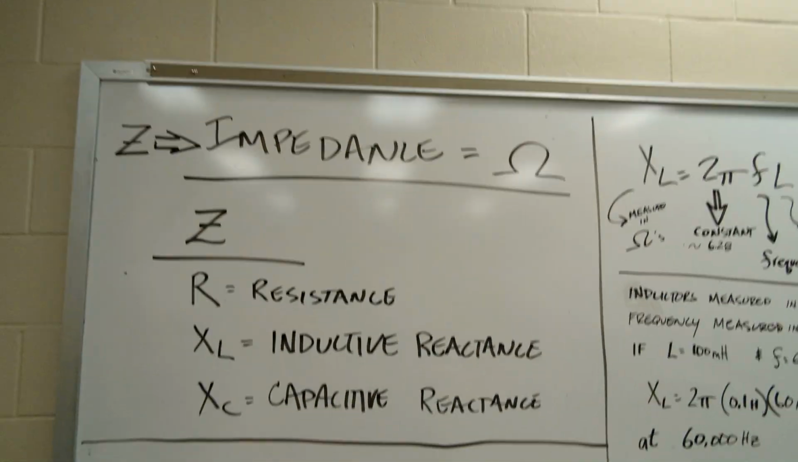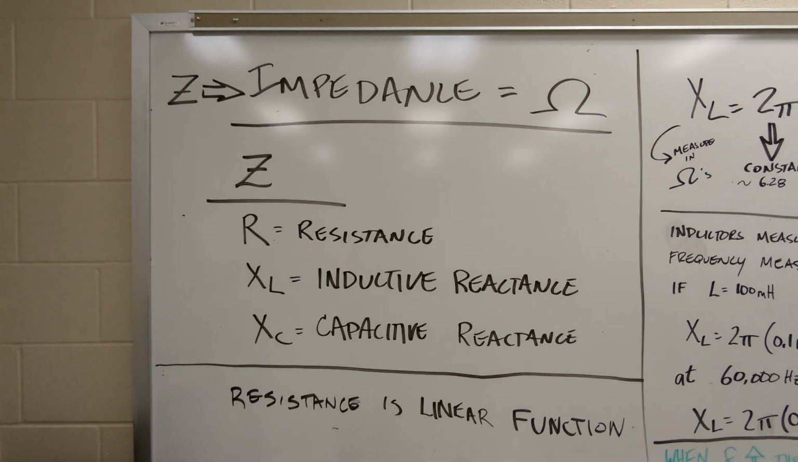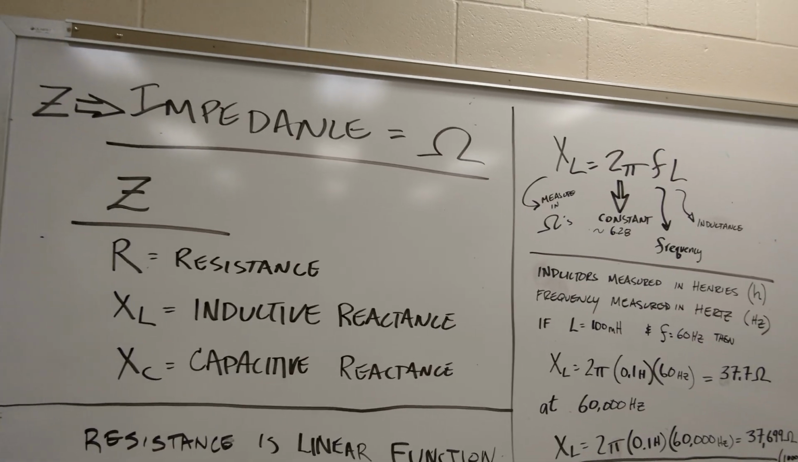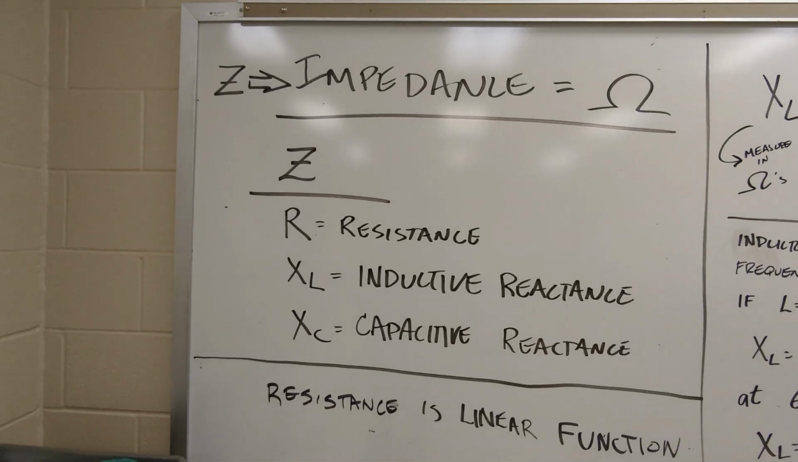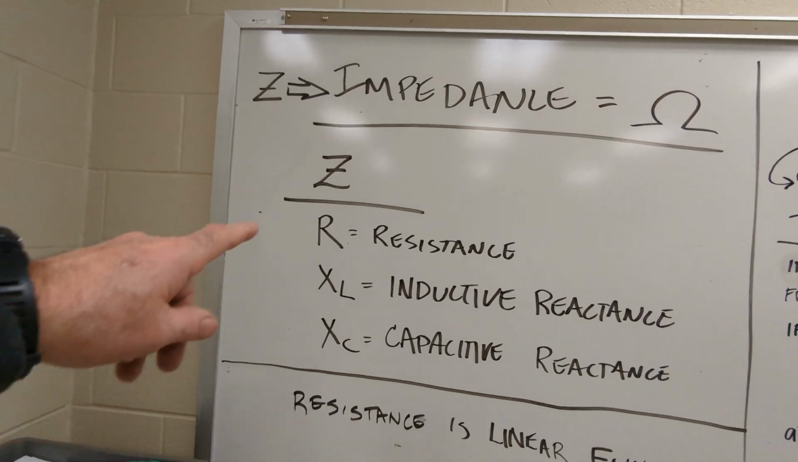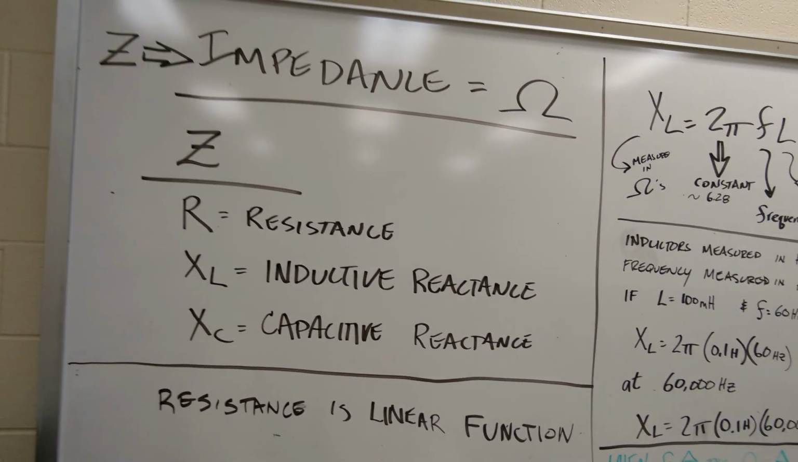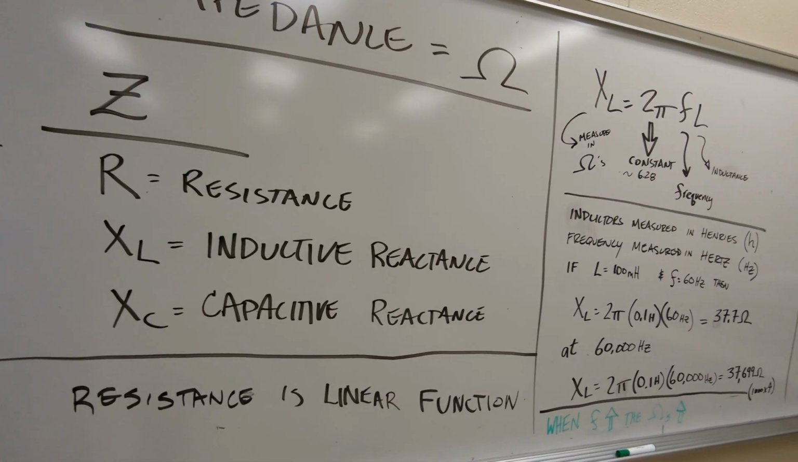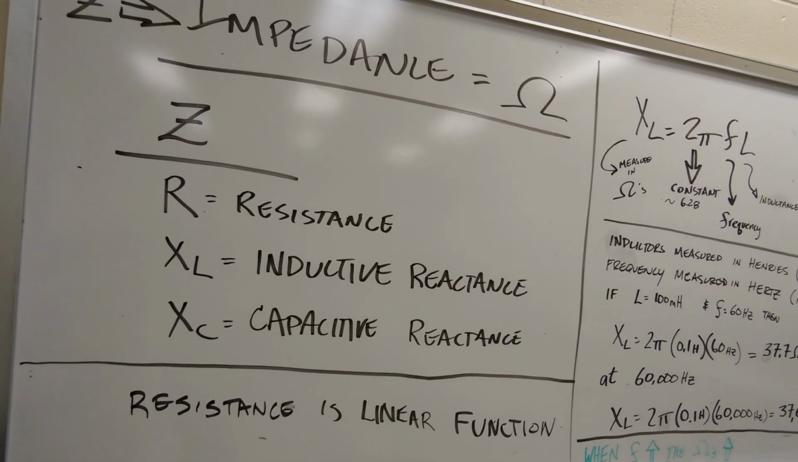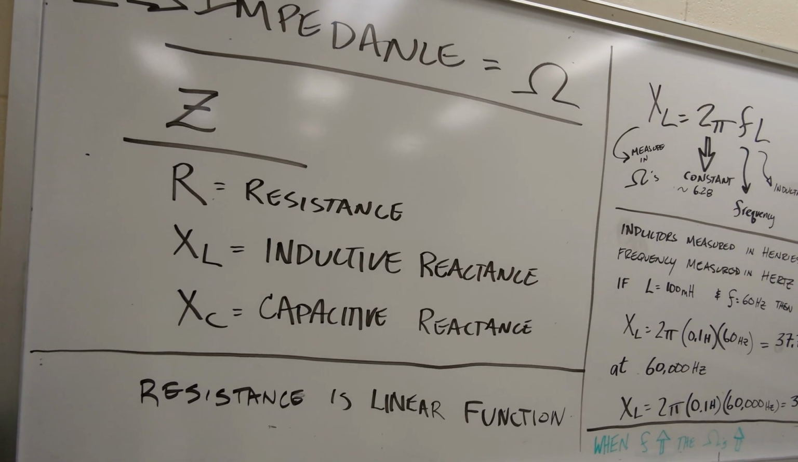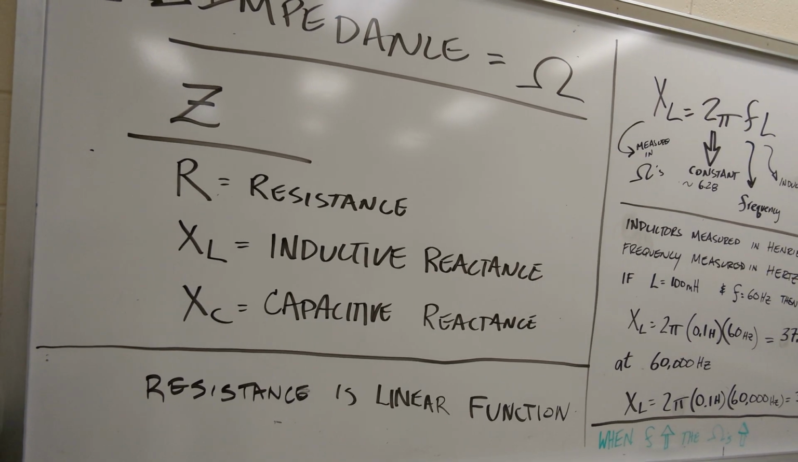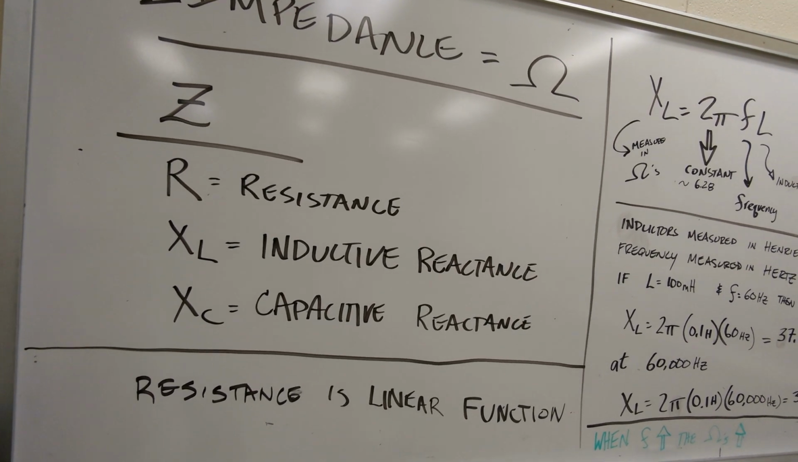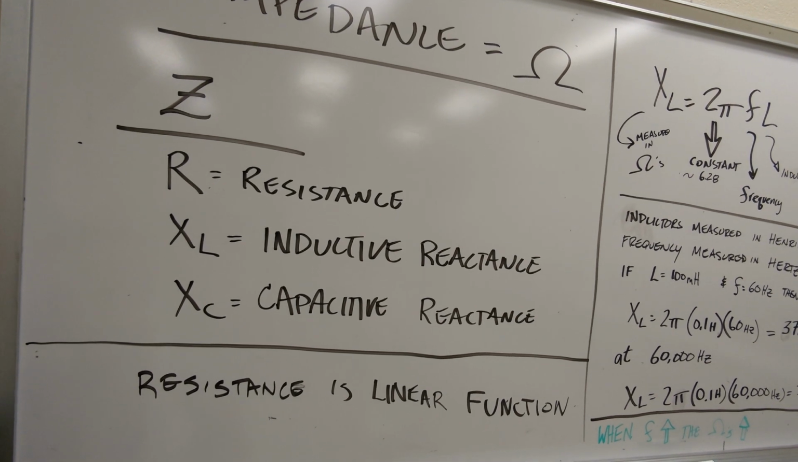Now, impedance is going to be the symbol Z, again for impedance, and impedance is measured in ohms. And that's this Z symbol I have right here. There are at least three things we can put under that Z. Resistance, and resistance is a linear function. So resistance, we would consider a resistor or anything that introduces resistance to the circuitry in that particular device.